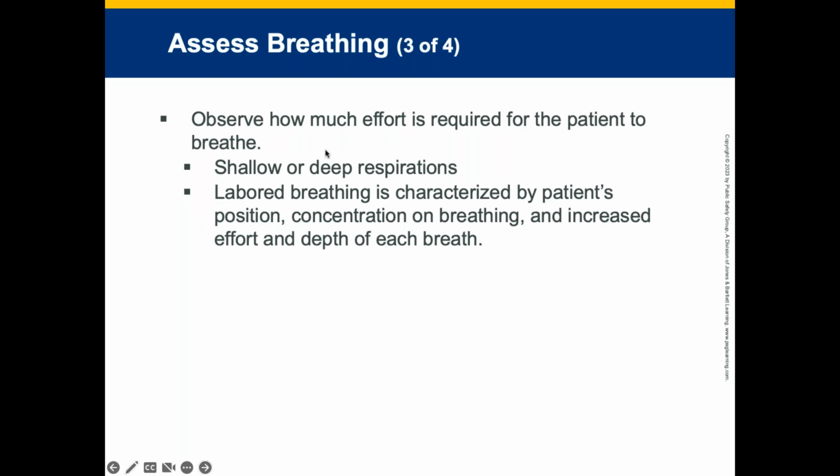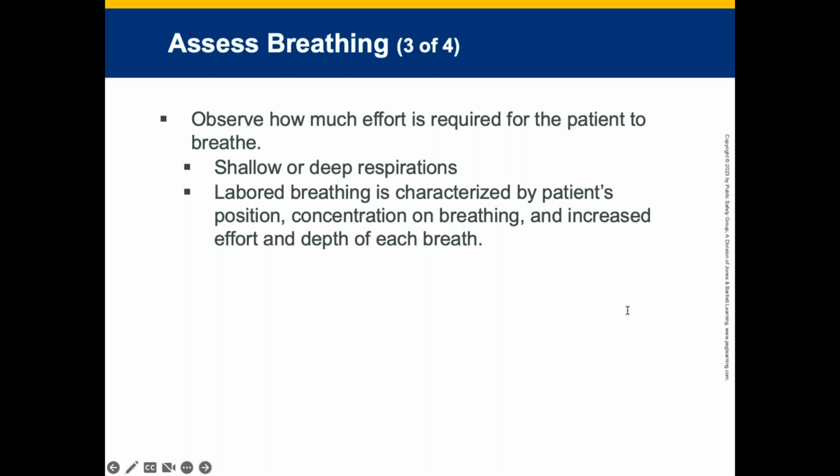In the next slide I'm going to show you will be two common postures. Shallow respiration can be identified by little movement of the chest, or poor chest excursion. Deep respirations cause a significant rise and fall of the chest. So we're going to document the patient's respiration and whether they are shallow or deep. Labored breathing is characterized by the patient's position, concentration of breathing, and increased effort and depth of each breath.